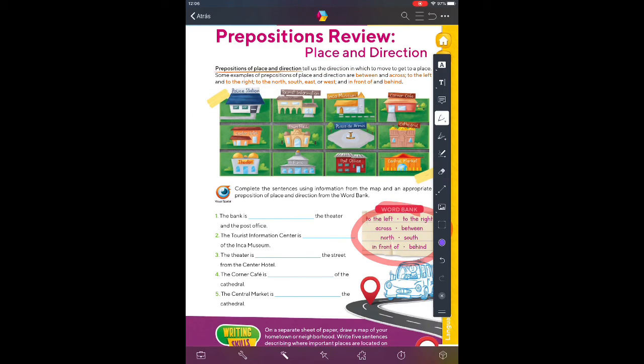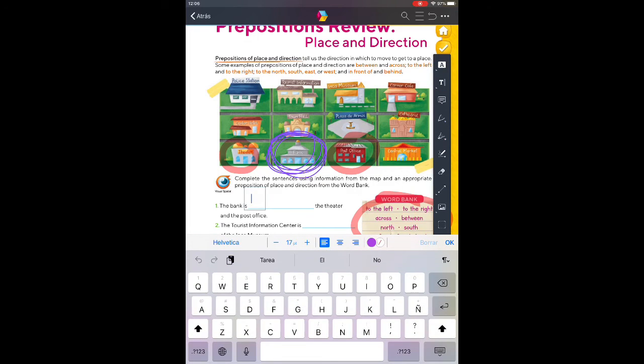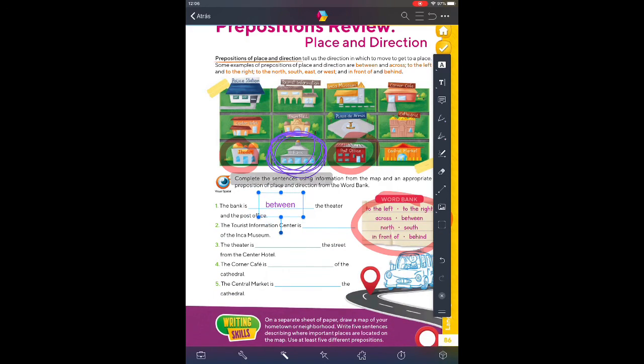Okay. The bank, which is here, is the theater and the post office. So you have to the left, to the right. But first we need to locate the theater and post office. So I have to the left, to the right, across, between, north, south, in front of, or behind. Obviously, it's en medio. So it's between the theater and the post office. So between is crossed out, and you have to continue with the other ones.